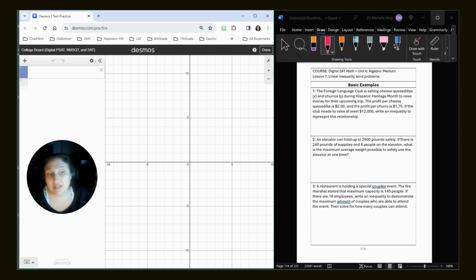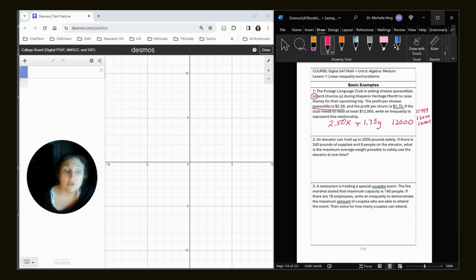They didn't tell us how many they sold, so this is not a count one, like with systems. It's just pure money. So the cheese quesadilla is $250, and cheese quesadillas are X. We're adding the $175 for the churros, that's Y. And then it wants at least $12,000. If you saw my Unit 2 video when we did inequalities, the hint I gave you was do one number less, the number, and one number more.